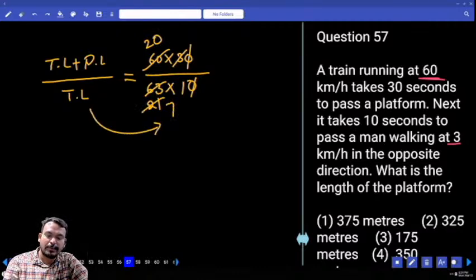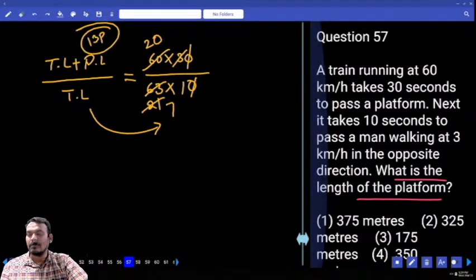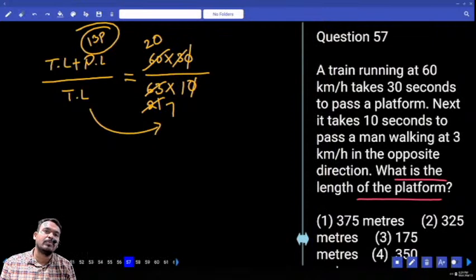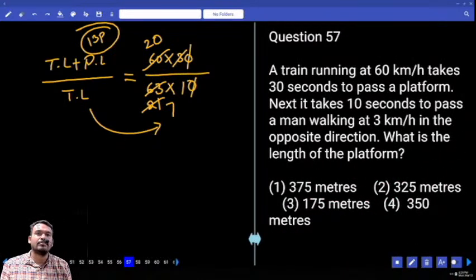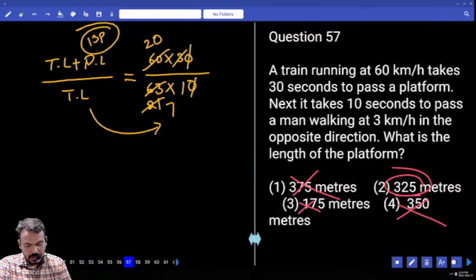Means train length is how many parts? 7 parts. Train length plus platform length is 20 parts. Means platform length is 13 parts, sir. What is the question here? What is the length of the platform? Means the answer must be a multiple of 13. Platform length how many parts? 13 parts. Then we require the value of 13 parts. First option, 13 multiple? No. Second option, 13 twos are 26, remaining 65. It is a 13 multiple. And third option, 13 multiple? No. Fourth option, no. Then answer 325. It must be a multiple of 13.